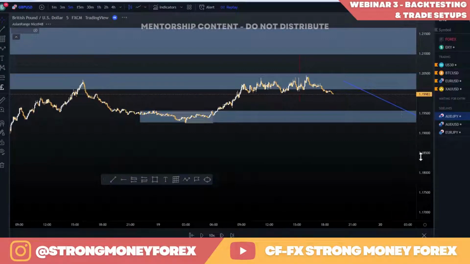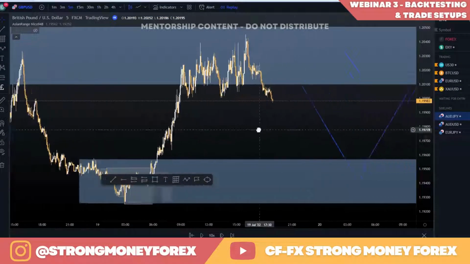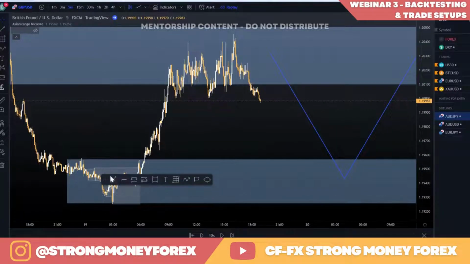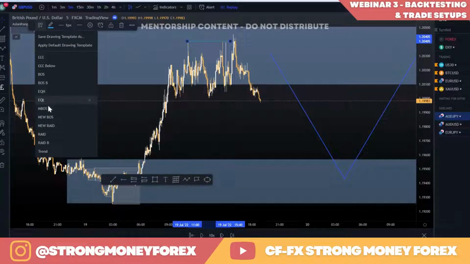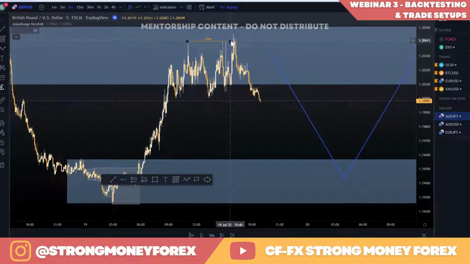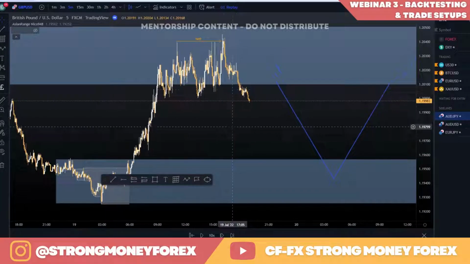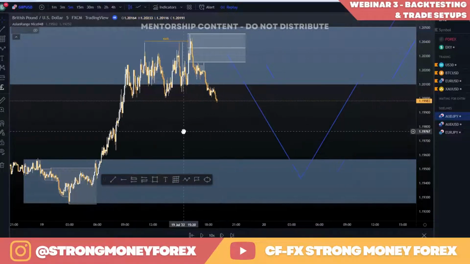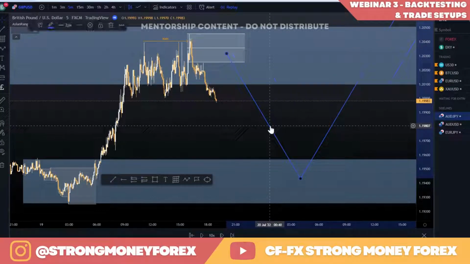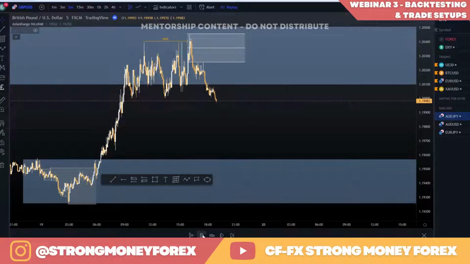Let's have a look. So we've got a raid there. We've got 3 pushes, 1, 2, 3. So that's our validated setup. That's technically a raid. That third push is a raid of those highs, and we have had a push down. We've had some kind of retracement there. So that's our 50% zone that we'd be looking for. So we might be able to get a trade from here. Let's see what happens.